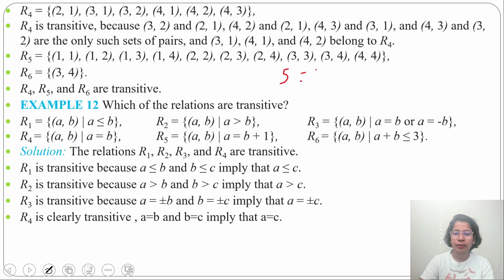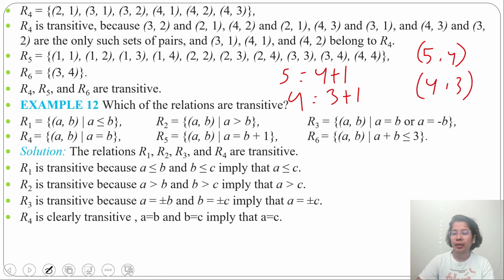Next R5, a equals b plus 1. So 5 equals 4 plus 1. (5, 4) is one ordered pair. Then 4 equals 3 plus 1. So (4, 3) is another ordered pair. Now can (5, 3) be an ordered pair, like 5 is 3 plus 1? No. Hence R5 is not transitive.